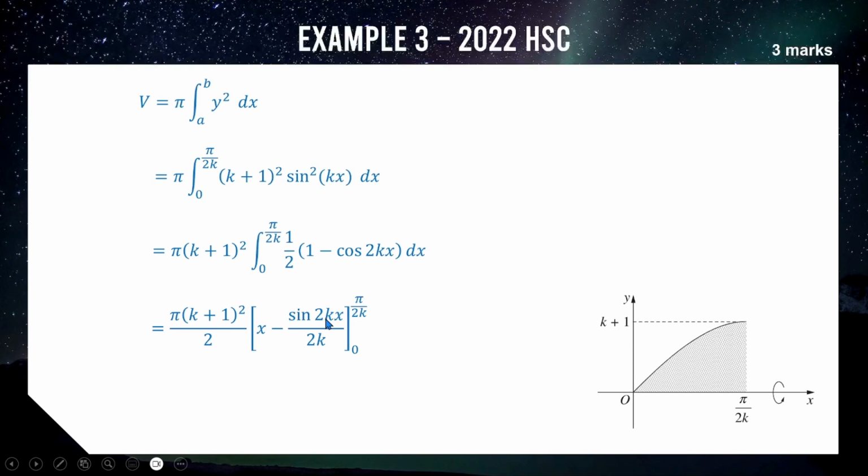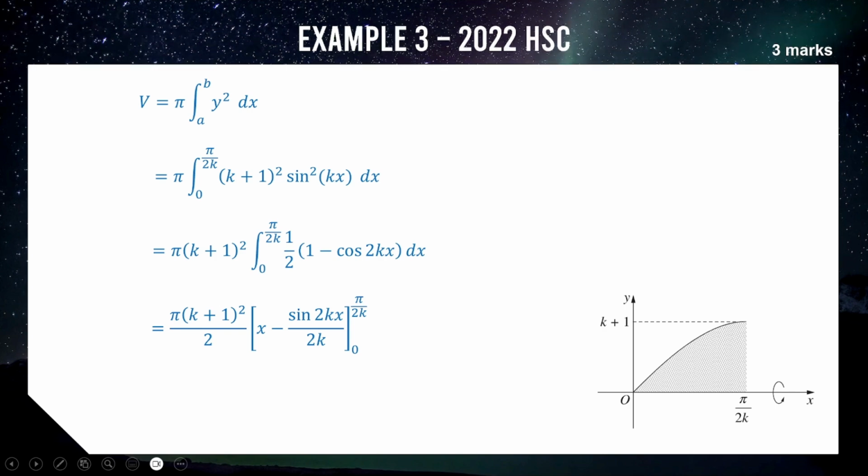Except when you're integrating, you need to divide by the derivative of the angle. Because the angle is 2kx, the derivative would be 2k. So that's why I've put a 2k on the bottom there. Okay, so cos turns into sine, angle stays the same, divide by the derivative of the angle. Those are your 3 steps.